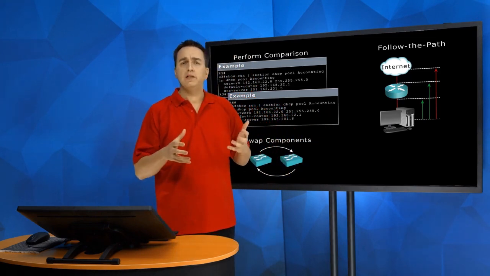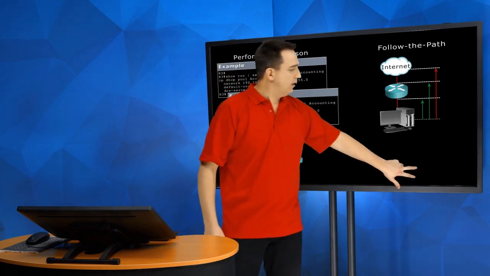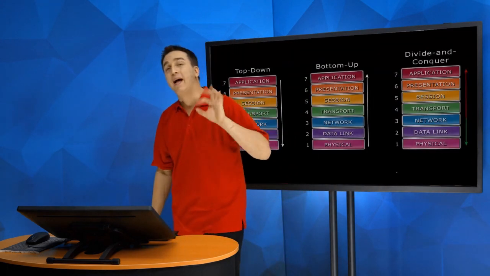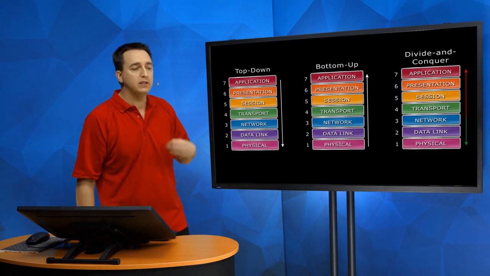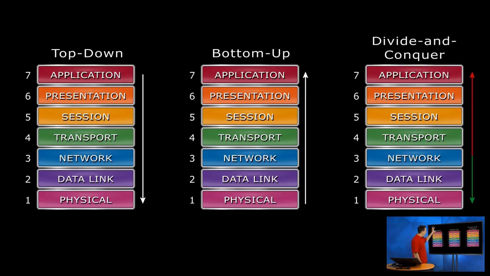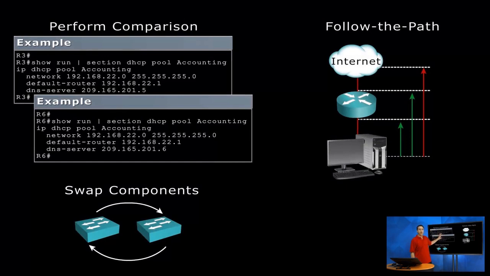So what were these again? Let's just review what we saw. We saw 6 different troubleshooting methods to help us in our troubleshooting procedures: a top-down process, a bottom-up process, a divide and conquer, which is my personal favorite of these 3. And then we have performing a comparison, following the path. I love following the path. It's a great way to troubleshoot. And then also swapping components.